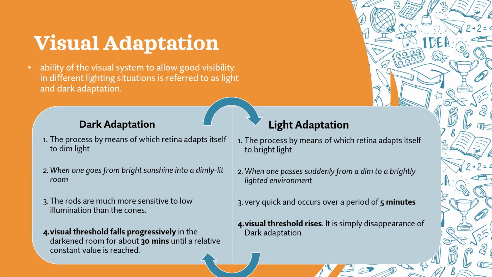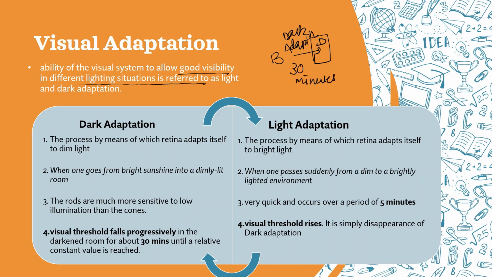Talking about visual adaptation, it is the ability of the visual system to allow good visibility in different lighting situations, either low lighting or bright lighting. These are of two types: dark adaptation and light adaptation. Now, imagine yourself in a movie theater hall. Whenever you enter the hall, you go from bright to dim light. This adaptation is known as dark adaptation, how your retina adapts itself to dim light. This takes approximately 30 minutes to occur.